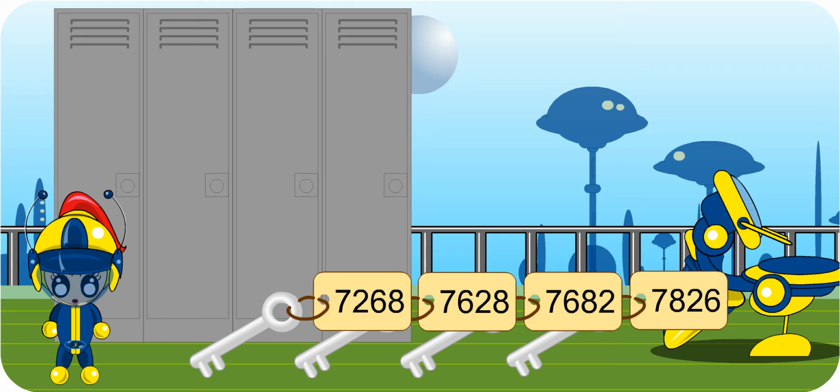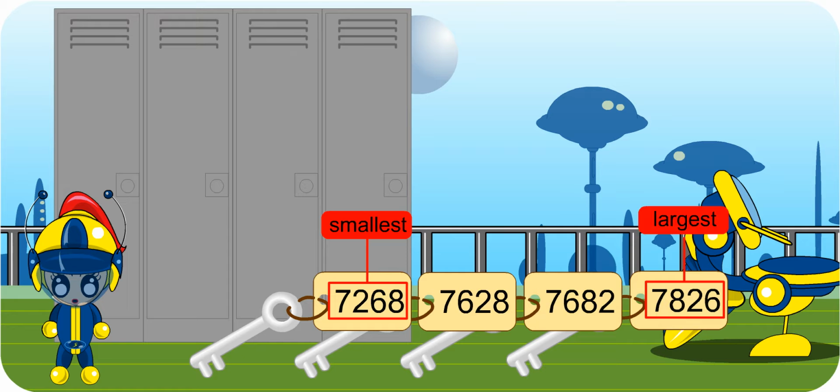I compare the corresponding digits of the numbers from the thousands place to the ones place. Since all 4 numbers have the same thousands digit, which is 7, I look at the hundreds digits. There are 2 hundreds in 7,268, 6 hundreds in 7,628 and 7,682, and 8 hundreds in 7,826. Since 8 hundreds is the biggest and 2 hundreds is the smallest, 7,268 is the smallest number and 7,826 is the largest number.